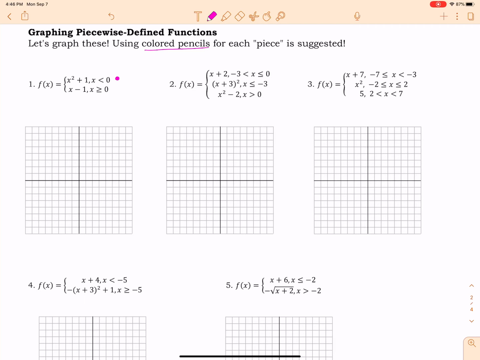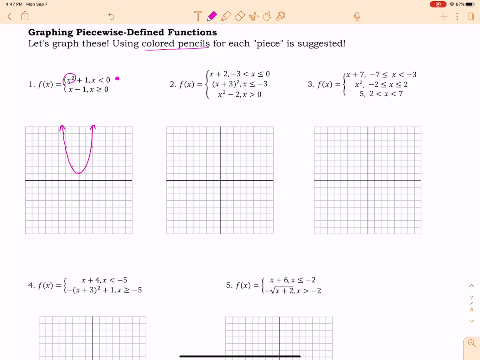So this parent function is of course the quadratic, and it's moved up one because of the plus one. So I've got this quadratic moved up one. I use my usual values to graph it. So right one, up one, left one, up one, right two, up four, etc., etc. So I know that my graph will look something like this.